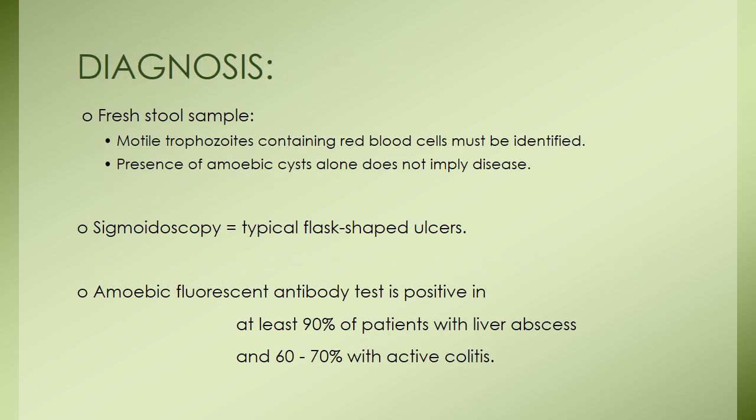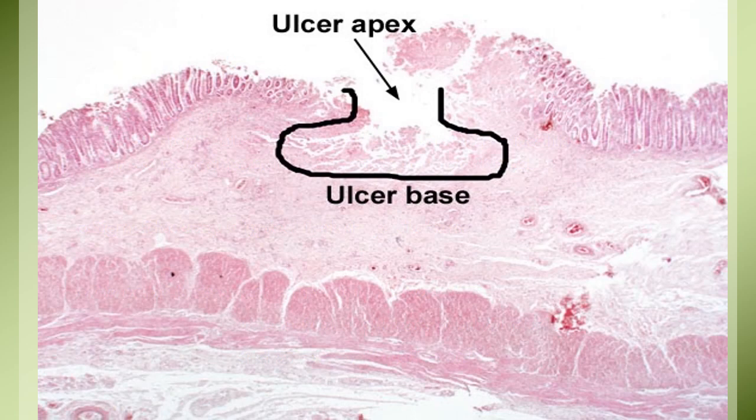Diagnosis can be made from a fresh stool sample, which will show motile trophozoites containing red blood cells, and the presence of amoebic cyst alone does not imply disease. In sigmoidoscopy, there will be typical flask-shaped ulcers. Amoebic fluorescent antibody test is positive in 90% of the patients with liver abscess and 60 to 70% of the patients with active colitis. These are the flask-shaped ulcers with broad base and narrow apex.